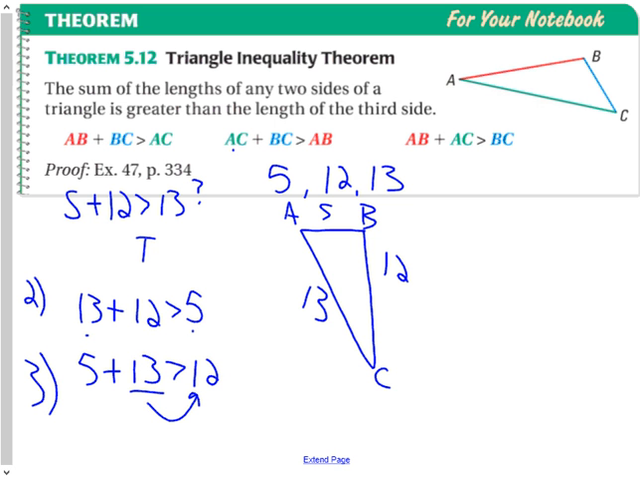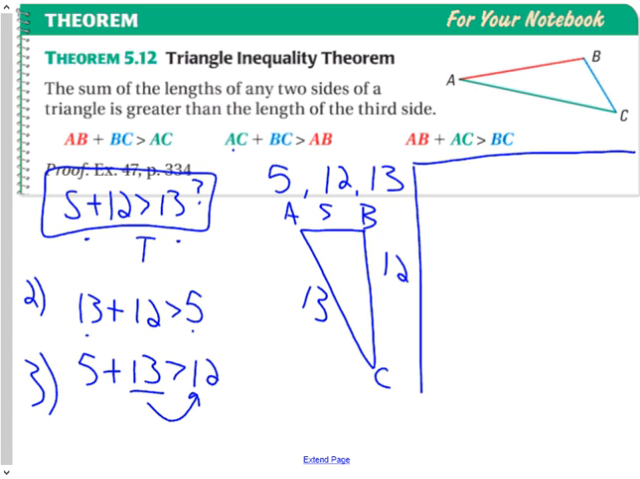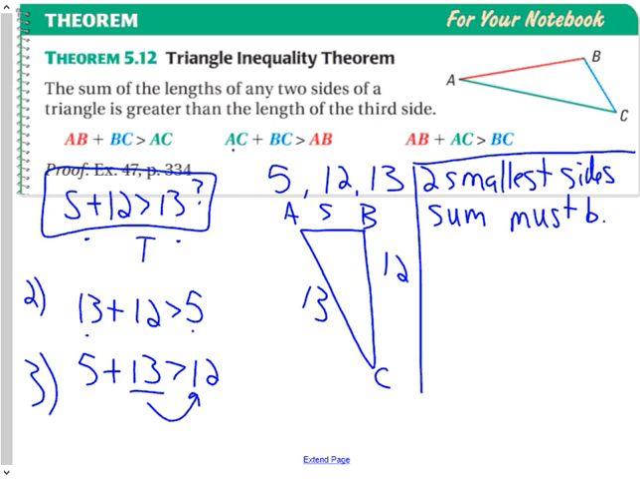So how can we break this down into literally one step? This was the one that was the important one, and it was because the two smallest needed to be greater than the largest. So rephrasing this whole theorem: the two smallest sides' sum, because you're adding them together, must be greater than the third, largest side.